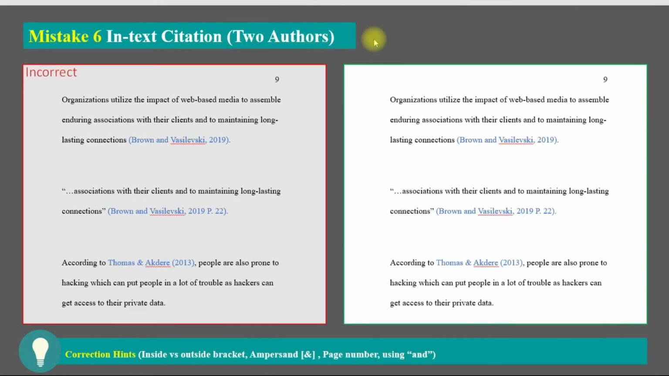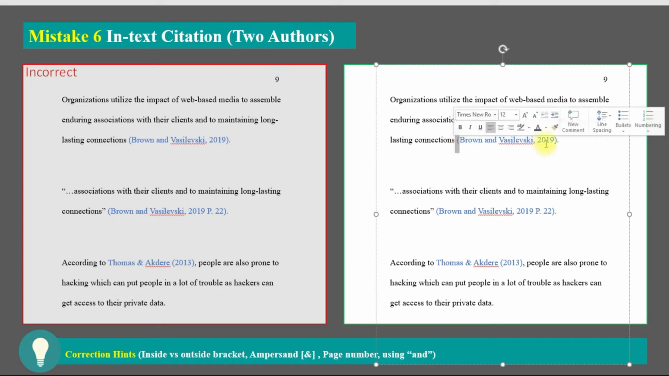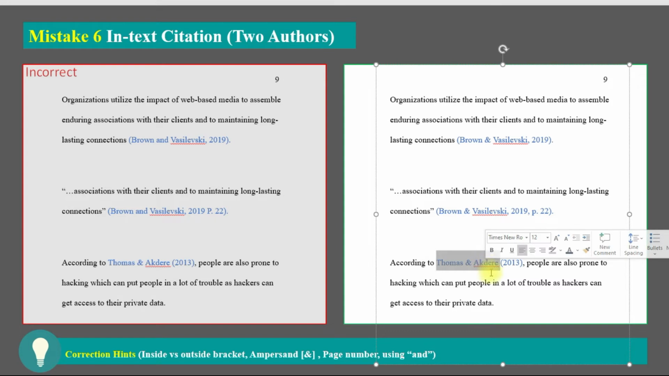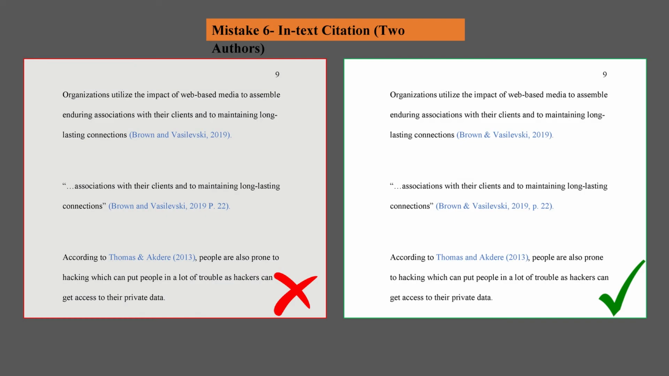Mistake number 6, in-text citation, 2 authors. Let's go to the examples here. In the first example, when the 2 authors are inside the bracket, we put the sign ampersand to connect them. In the second example, after putting the ampersand, we put a comma after the year and make sure the letter P is small. In the third example, when the 2 authors are outside the bracket, we just write the word and.